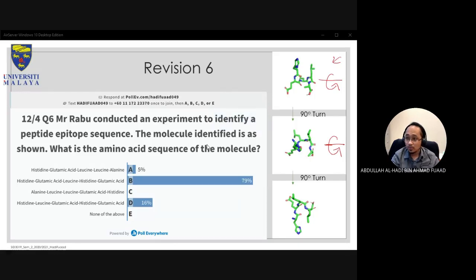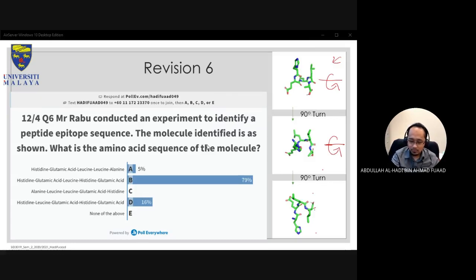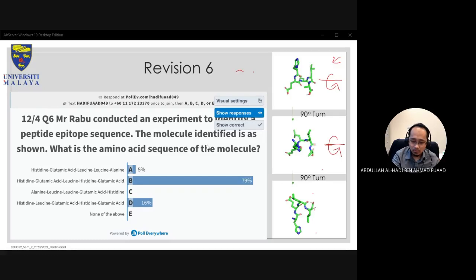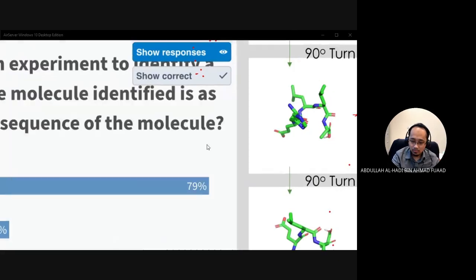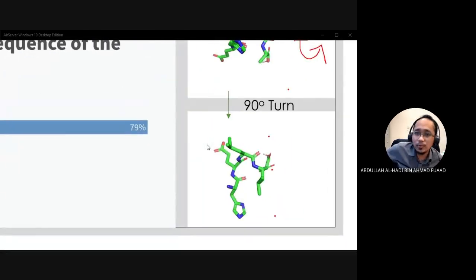Okay, so the correct answer is, I'm not sure if it's actually showing. Did it show the correct answer? No, it doesn't. Okay, so the correct answer is, let's go and solve it. Why can't I zoom in anymore? Okay. All right.